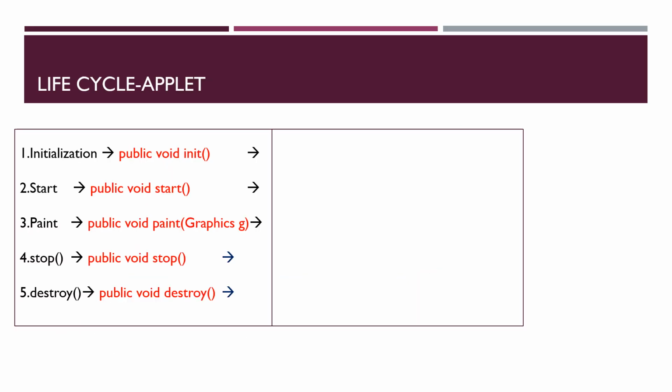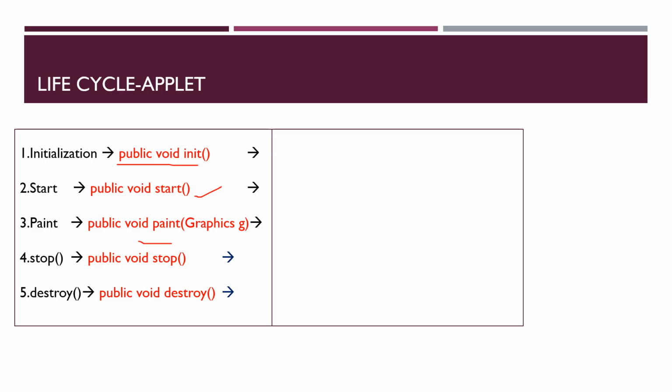Let's dive into detail. For initialization, we have to use the public void init method. Whenever the applet gets started, the init method will be executed. Here, the important note is we have no main method, so all applet programs start their execution at the init method. After that, the start method will be called. For this, we are using public void start, and then the paint method is used to display the contents on the applet.